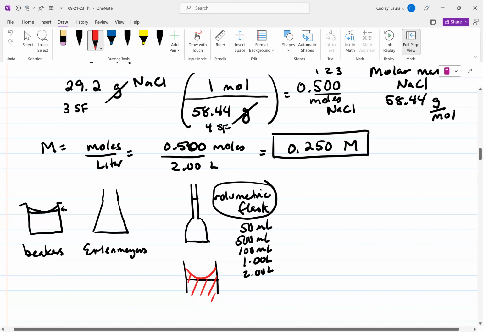So what do you do? You would weigh out the NaCl. And in this environment, we usually use a weigh boat.